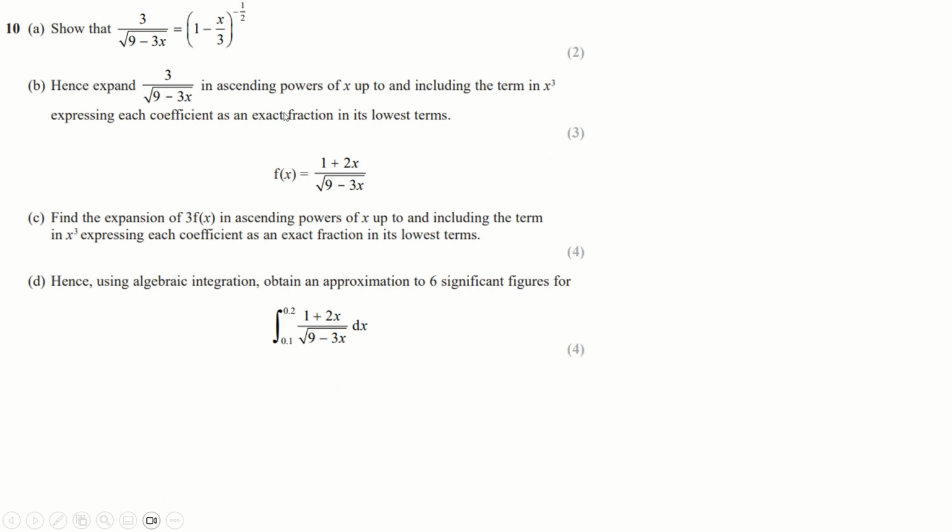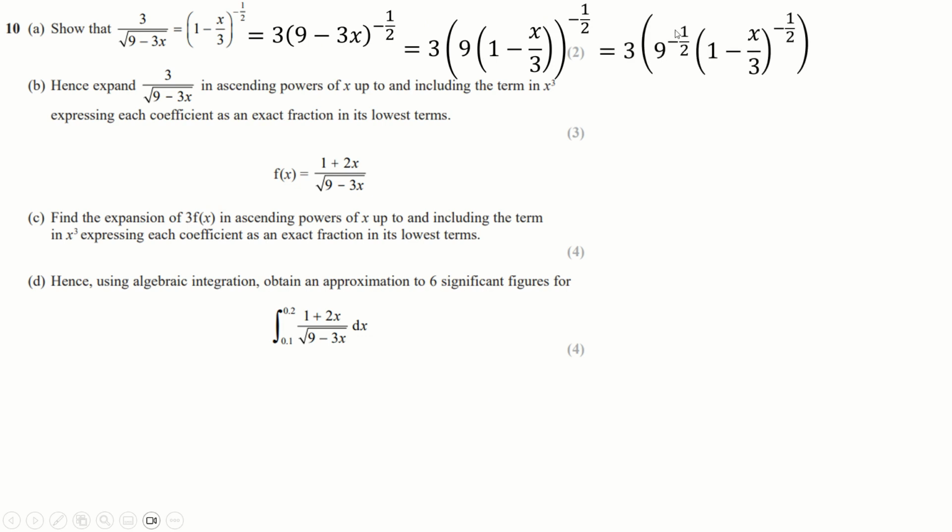Question number 10 then, so show this thing. So this is clearly 3 times (9 minus 3x) to the power minus a half, because it's the square root, so it's a half, it's on the bottom, so it's a minus. And now, of course, I can factorize out a 9 from both of those things, even though it feels less natural. And I've got a product inside of this power here, so distribute the power out to each of the two things, like this. 9 to the power minus a half is a third. The third cancels with the 3, and you're just left with the thing that they wanted you to show, which is good.